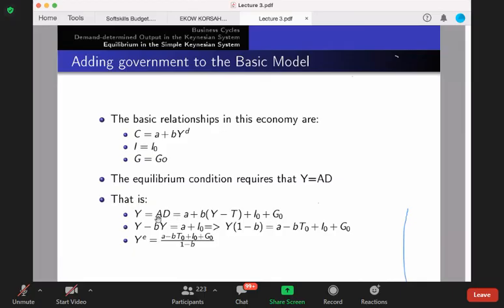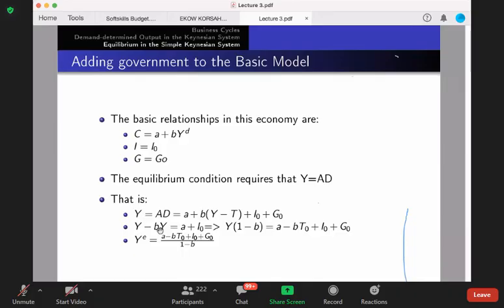So now let's come here. This equation, this is how they got it. We have C, so C is A plus B times YD, which is now Y minus T. Income less tax is disposable income, plus I naught plus G naught, and that gives us the full model. Now we can expand this and get A plus BY minus BT plus I naught plus G naught. Now let's group like terms, so let's move this BY to the left-hand side. That is how they got the Y minus BY.